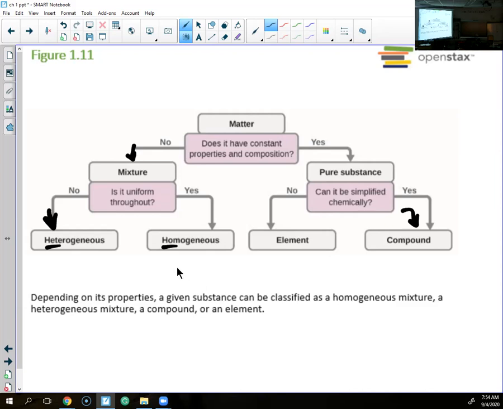So it says, lastly, depending on its properties, a given substance can be classified as a homogeneous mixture, a heterogeneous mixture, a compound, or an element. These are basically the four ways we will describe things. And it is kind of hard once in a while to tell a homogeneous mixture from a pure substance. So like there's a lot of similarities there. But if it's on a test, it will be obvious which thing it will be. You okay with that?